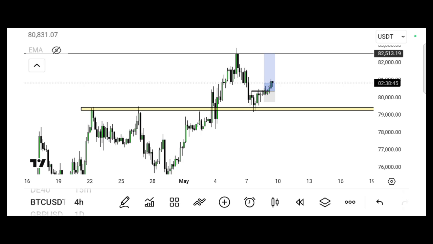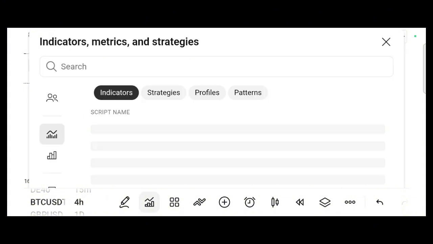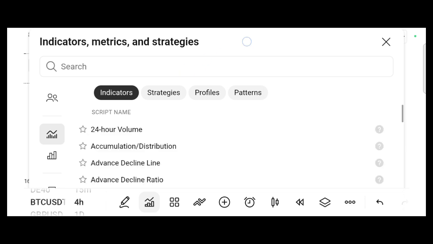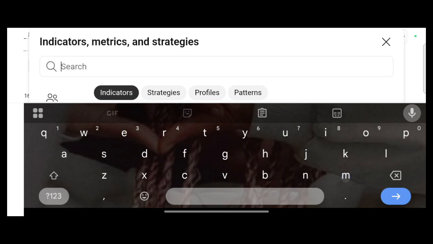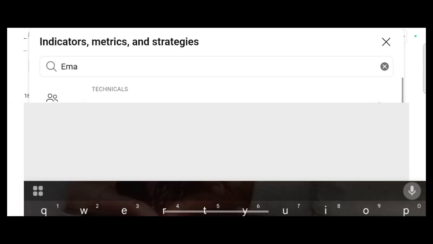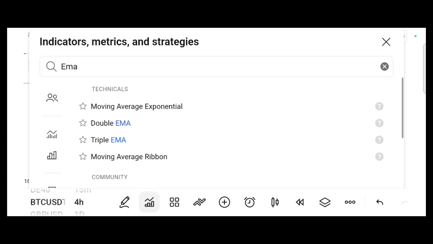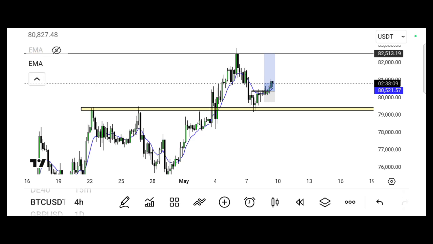So how do you get this EMA? First thing first, you come to your indicator part. Once you go to your indicator part, you see the search bar there, that search icon there. You type and search for EMA, just like that. Once you search for it, you'll see different types of EMA. This particular one, moving average exponential, you should click on it. Once you tap it, you see it has been ticked.